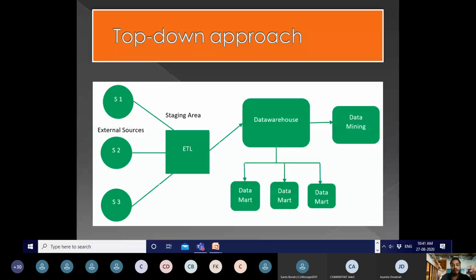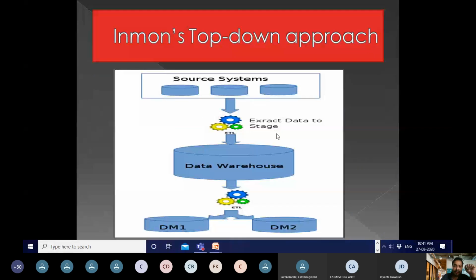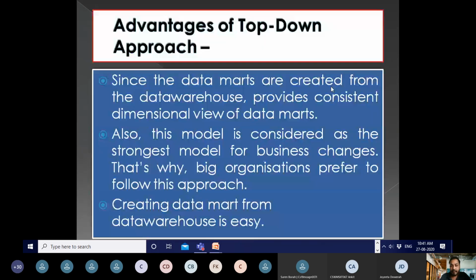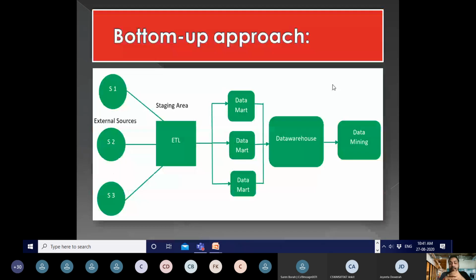Now I hope this top-down approach is very much clear to you, right? Okay. Can I come to the bottom-up approach? So I'm coming to the bottom-up approach. Now look at this figure. आप इस फिगर को अच्छे से देखो आप लोग.